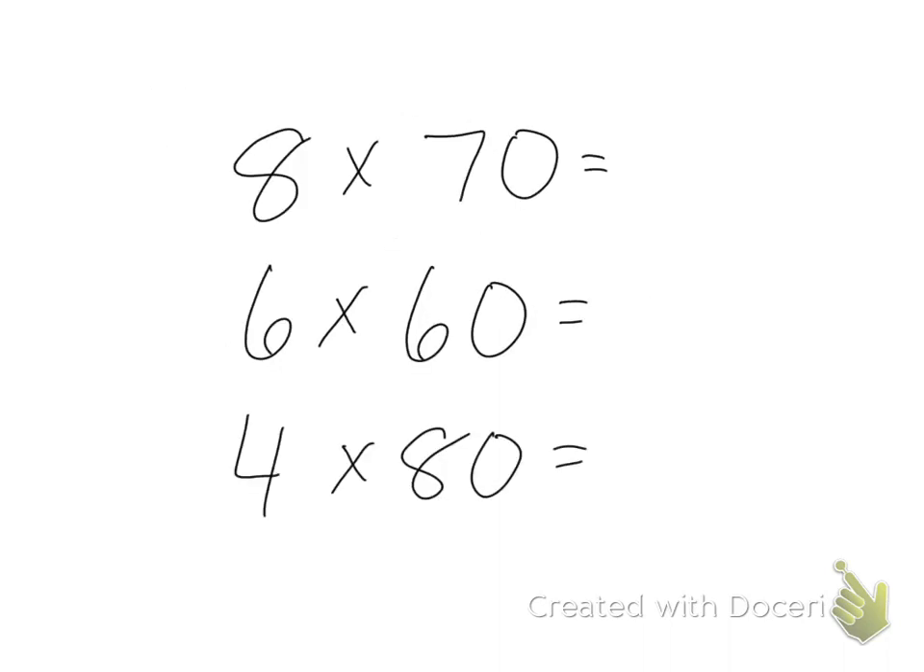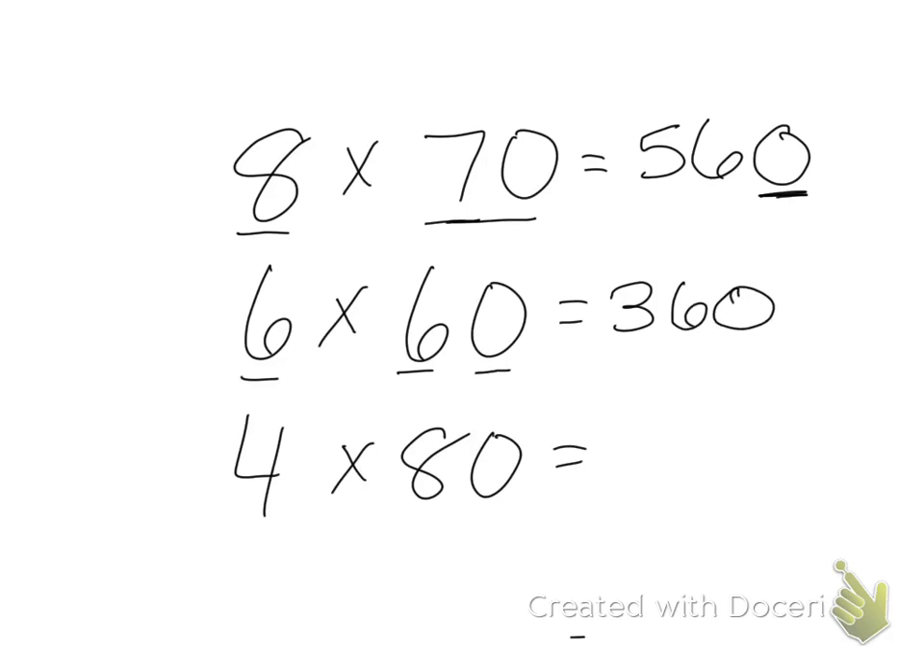All right, what about 8 times 70? Well, 8 times 7, or 8 groups of 7, is 56. So 8 groups of 70 is 560, because I just have to add a 0 at the end. What about 6 groups of 60? Well, 6 groups of 6 is 36, and then I add a 0 at the end. So it's 360. 4 groups of 80, well, 4 groups of 8 is 32, and then I add a 0 at the end. So it's 320.